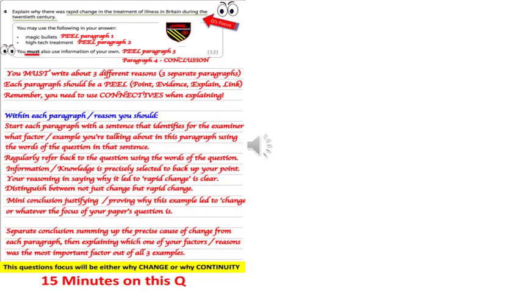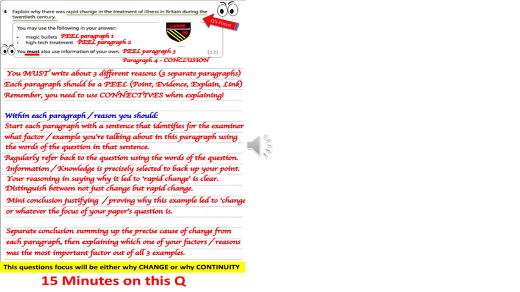Moving on, the 12-mark question, question 4. Explain why there was rapid change in something. That's the usual phrase. I've not seen anything different yet. Explain why there was rapid change in some aspect of the course. Okay, and in this case, it's explain why there was rapid change in the treatment of illness in Britain during the 20th century. You'll be given 2 bullet points. You must use those bullet points, but you must also include information of your own.